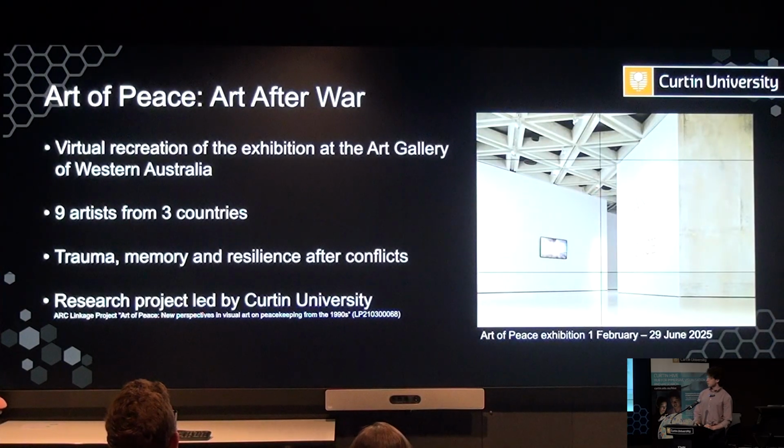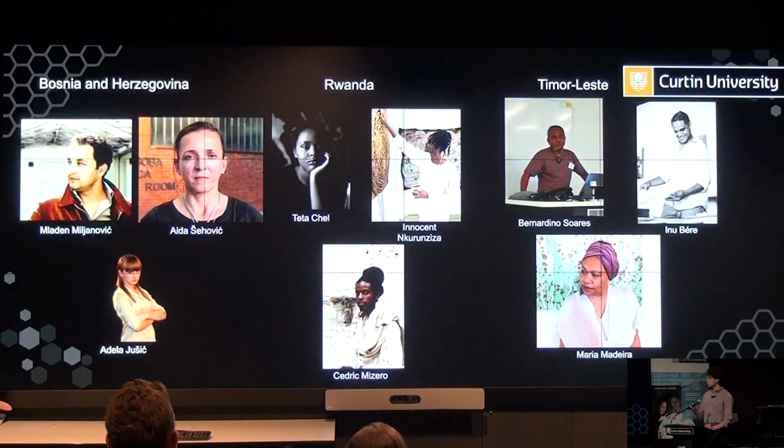Now what it is, it's a virtual recreation of the real exhibition that took place at the Art Gallery of Western Australia. It featured 9 artists from 3 different countries, and these artists explored themes of trauma, memory, and resilience after conflicts in their countries through their artworks. Now, this exhibition and the project are part of a larger research project led by Curtin University, and the exhibition specifically is the result of field work conducted by academics in those countries.